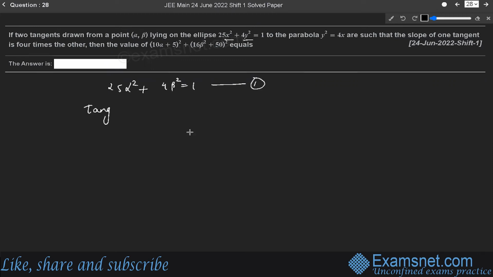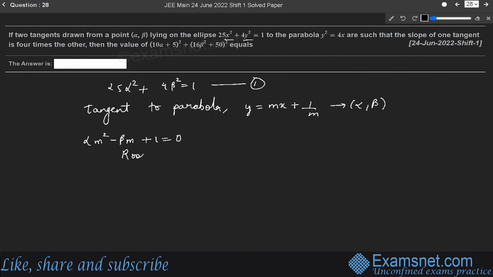We know that the tangent to the parabola y is equal to mx plus 1 upon m passes through (alpha, beta). So we can say that alpha m square minus beta m plus 1 is equal to 0 has roots m1 and 4m1.